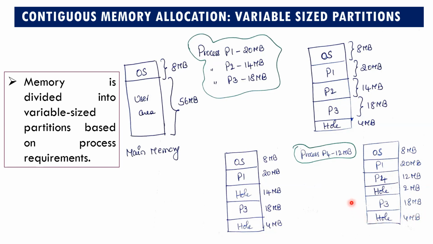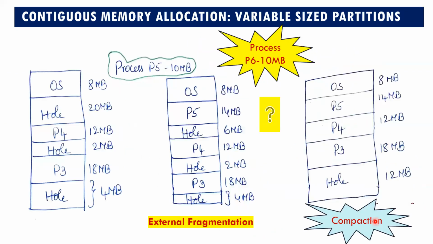And remember, these are not available as a contiguous set of memory locations. They are scattered in the main memory. Now let us consider process P2 has completed its execution, leaving a hole of 20 MB. Again at this point, process P5, which is of size 10 MB, has arrived for execution.